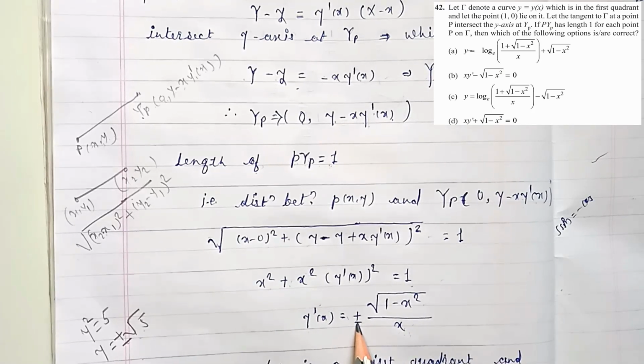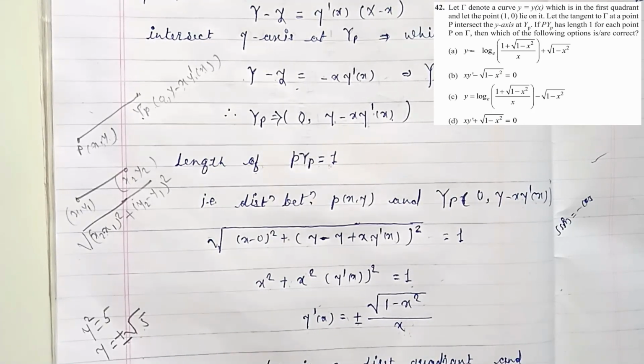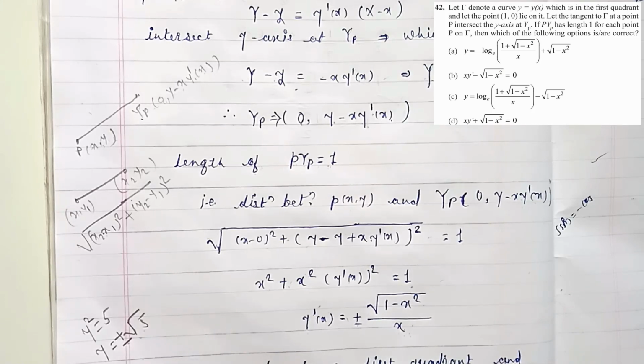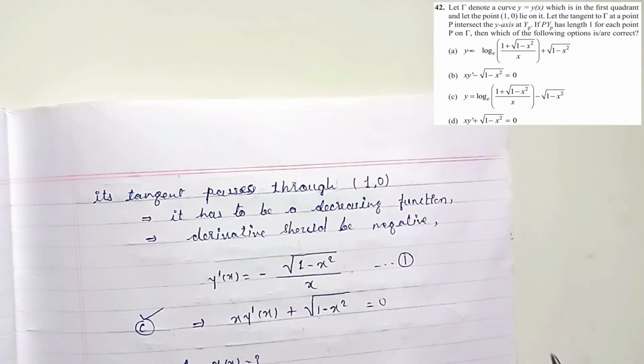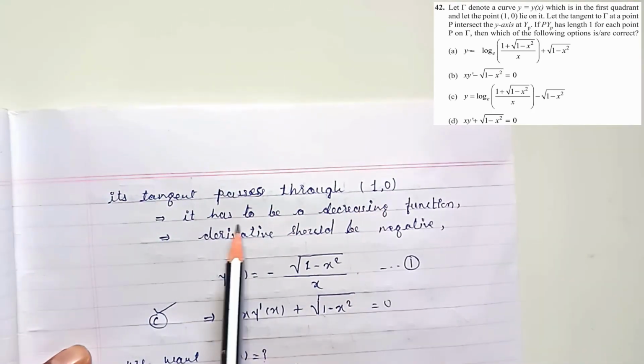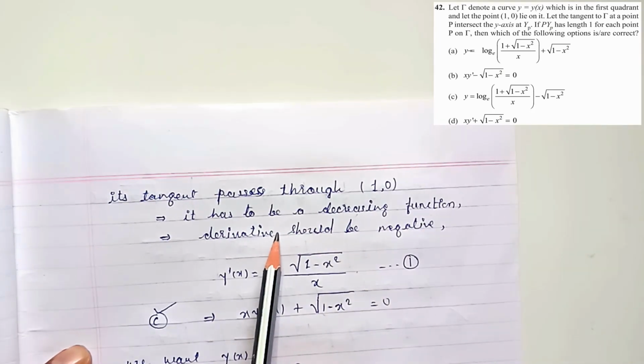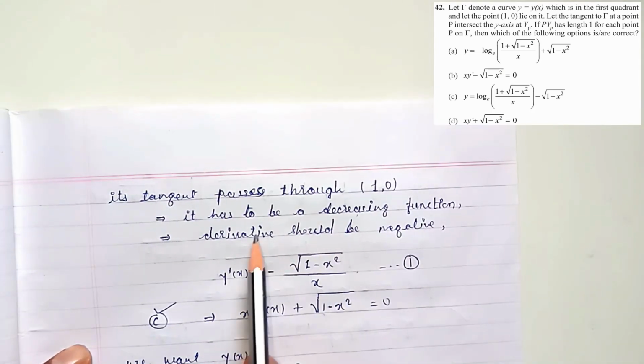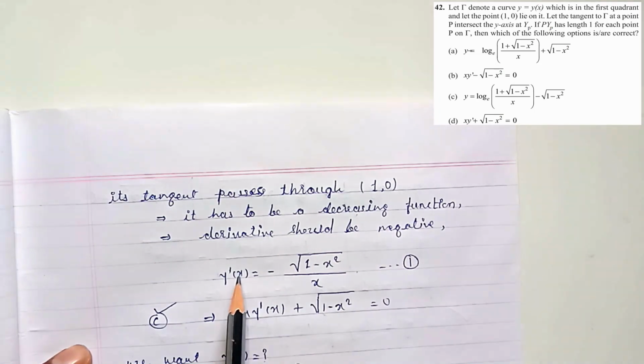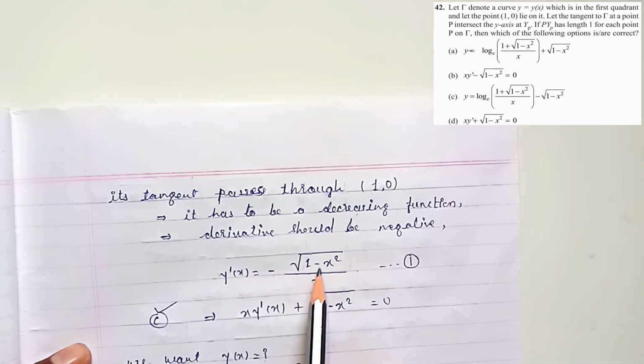Why is plus not there? Because the derivative of a decreasing function should be negative. Positive will not come here, it is for increasing, and negative for decreasing. Here we all can see the tangent passes through 1, 0, so it is a decreasing function. If the function is decreasing, then the derivative should be negative. So y dash of x, I got, is the negative of square root of 1 minus x square upon x.